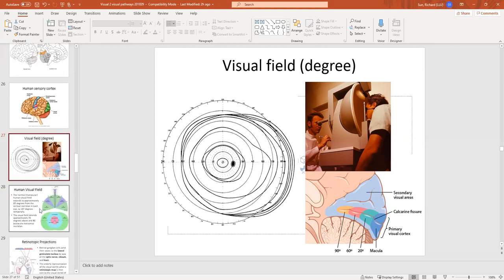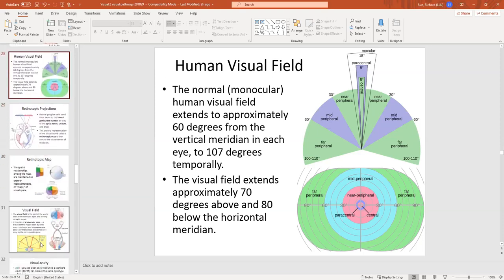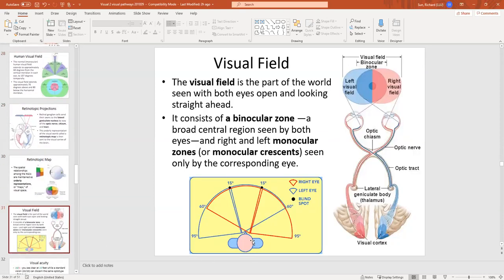And we have both eyes, and with these two eyes, the visual fields overlap. I can show you this one here more easily. This is the visual field of one eye, and this is the visual field of the other eye. You can see that there is a big portion that overlaps, that is viewed by one eye as well as by the other eye.